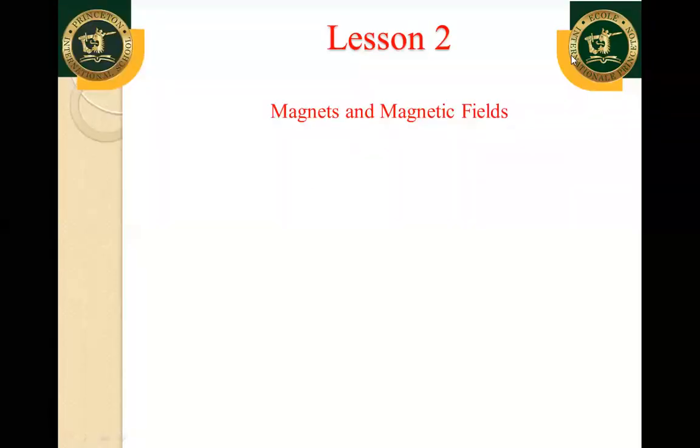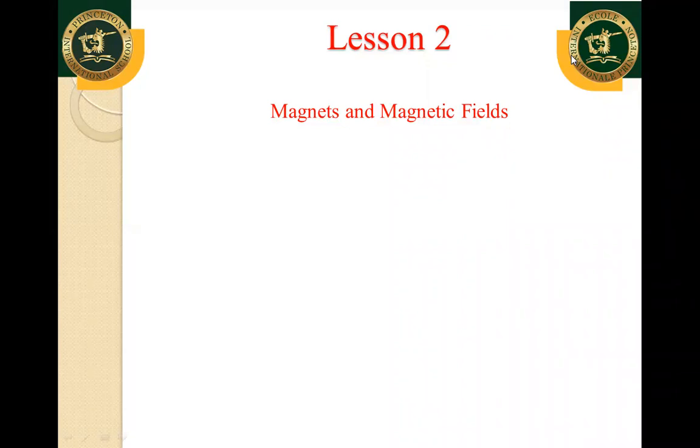In this lesson, we are going to learn more about magnets and magnetic fields. First, magnets are devices or tools that have the ability to attract anything made of iron. We call these materials ferromagnetic materials or magnetic materials.